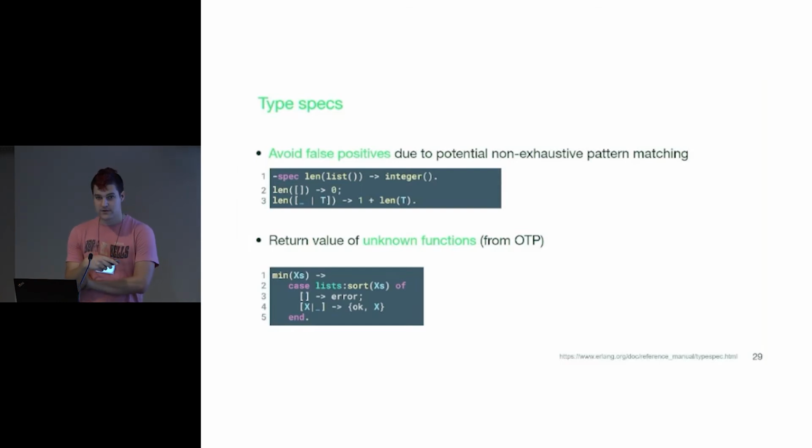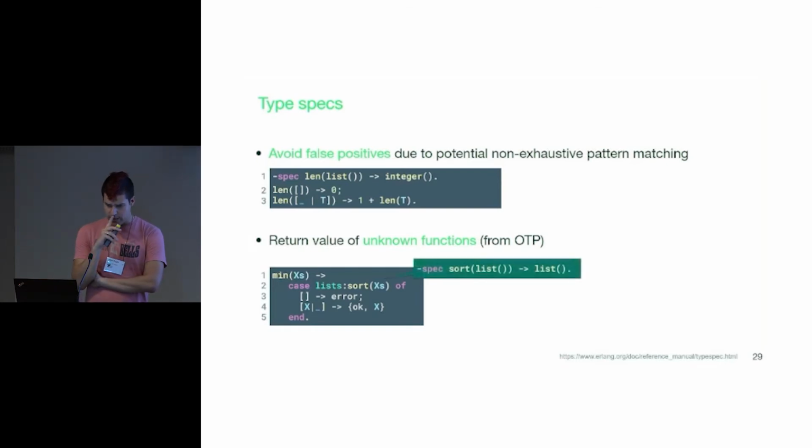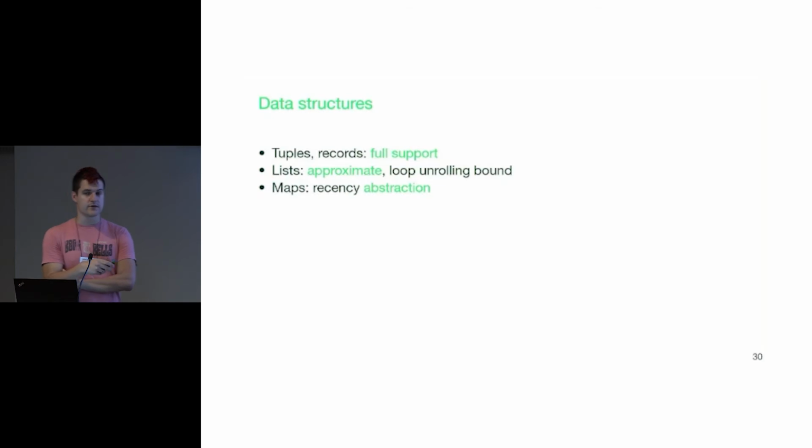And for maps, we use a recency abstraction, something very similar to what they also do in Java, which means that we only store the most recent key and value. And this is basically suitable to avoid false positives when someone checks whether a key exists in the map before actually trying to access it. But then we can report issues if we are just trying to get the key without checking whether it's there or not. And for all the higher-order stuff, for closures, we have some limited support.